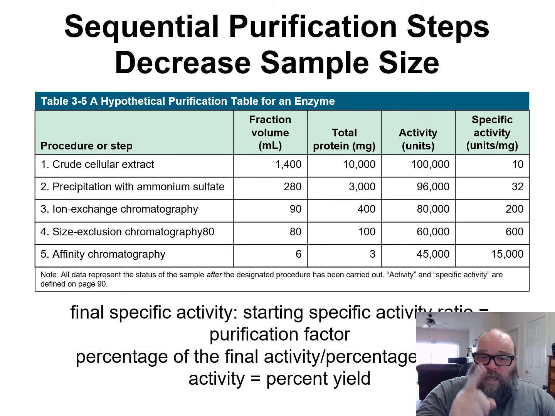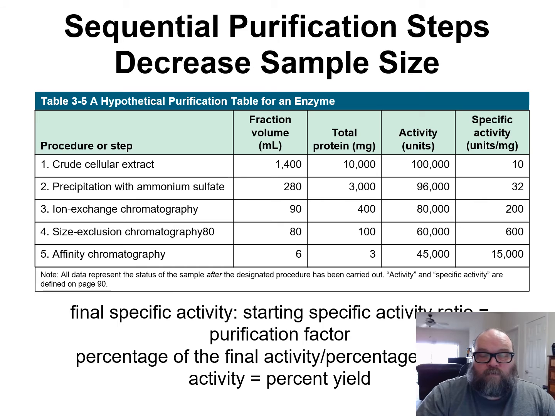So it's not pure yet, but it's getting there. Okay, we're going through steps, we're enriching. So instead of being one of thousands at the beginning, it's now one of hundreds. Maybe one of dozens of proteins there. Finally, we do the affinity chromatography. It turns out our protein of interest, our enzyme of interest, has an affinity. It can bind to something, a metal, biotin or something like that.